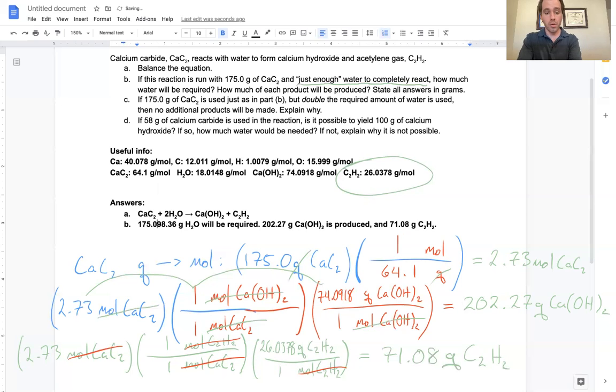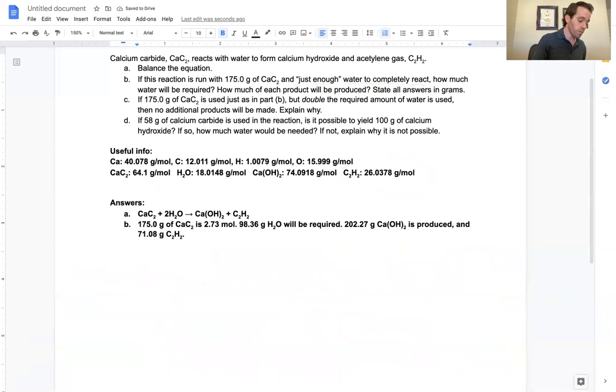I'm going to make a mark right here. 175.0 grams of calcium carbide is 2.73 moles. That way I don't have to have it written down. Okay.